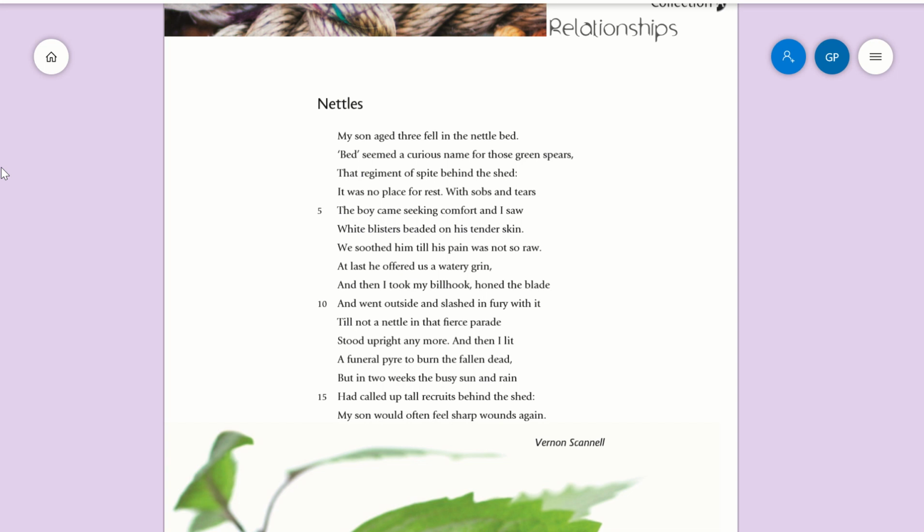Okay, Year 11. So I've decided to do another poem today, and we're going to look at this poem, Nettles. In terms of context for Nettles, there's not actually that much that I can tell you, apart from Vernon Scannell did fight in a war, so there's a lot of military imagery in here, so that may be a little bit relevant because of that.